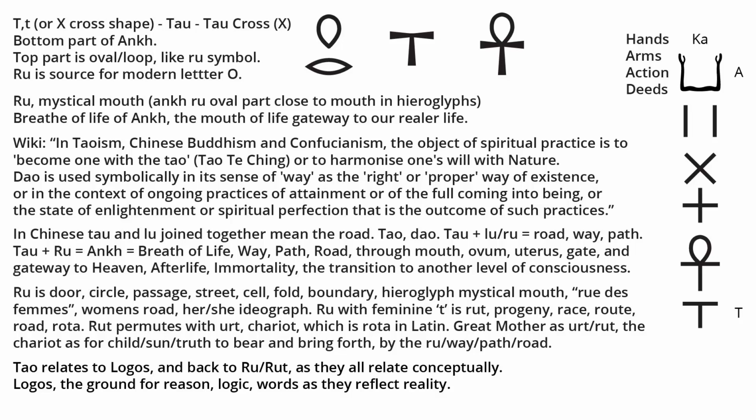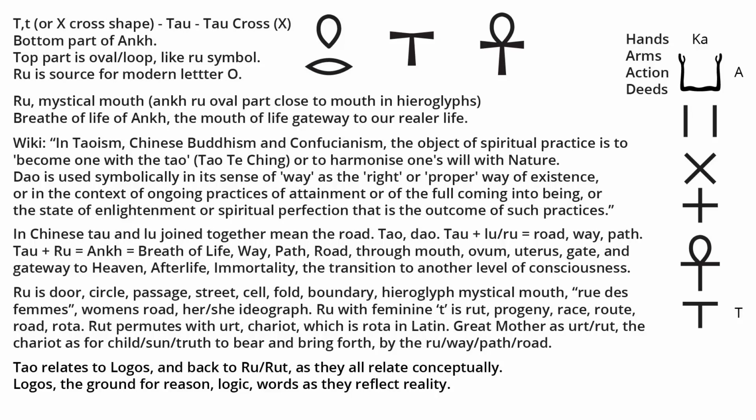And the Chariot as for the Great Mother as Urt, Root, and the Chariot as for the child, the Sun, the Truth, to bear and bring forth by the Ru, the way, the road, and the path. So the Urt, the Great Mother as the Urt, as the Root, as the Chariot, around the Rota.